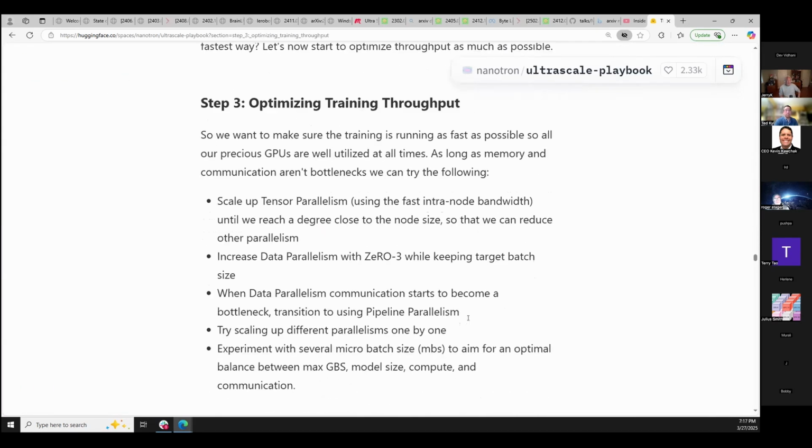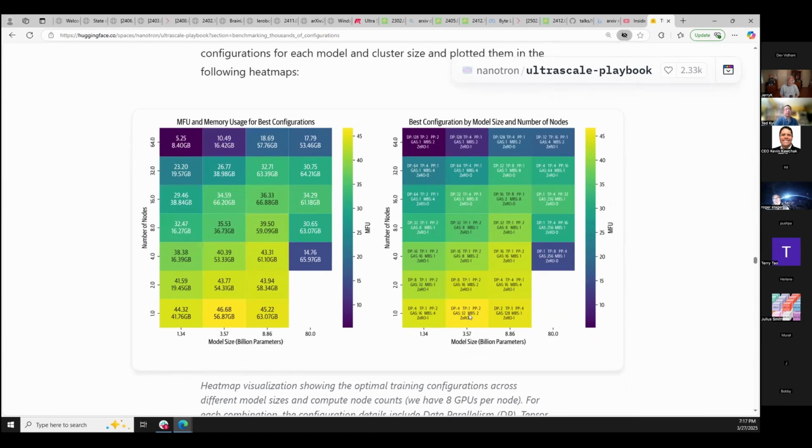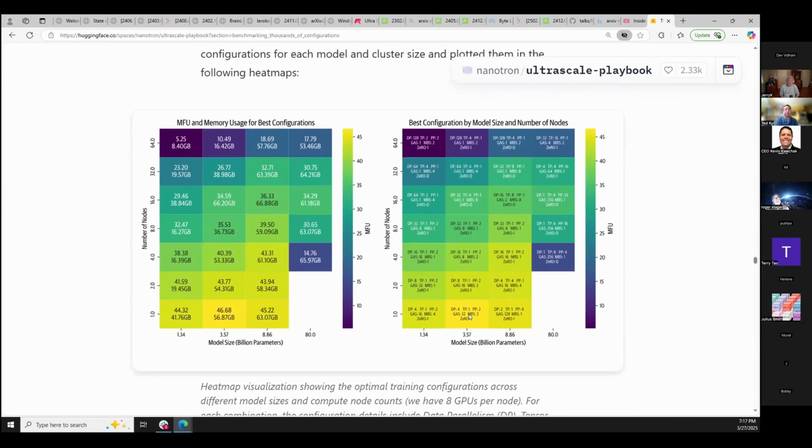Mhm. That makes sense. But it kind of feels like that's because that's the extreme where it's shrunk the amount that you can put on one GPU down to some level that doesn't even fit on a single GPU.